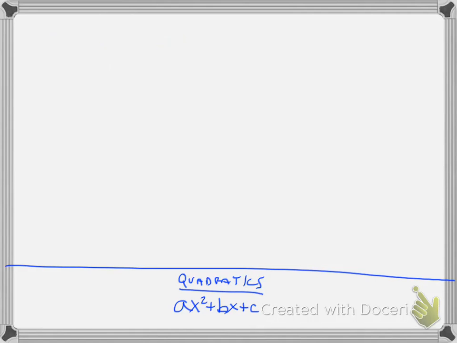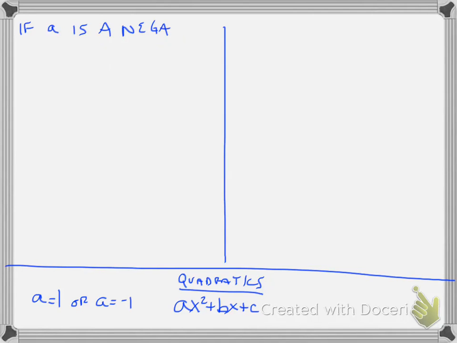So then on the next one, which is the quadratics tab, it should look like this, and then when you flip it over, you should have it like this. And down here, we're going to first do when a is equal to 1 or when a is equal to -1. So if a is a negative, always factor out a negative first.